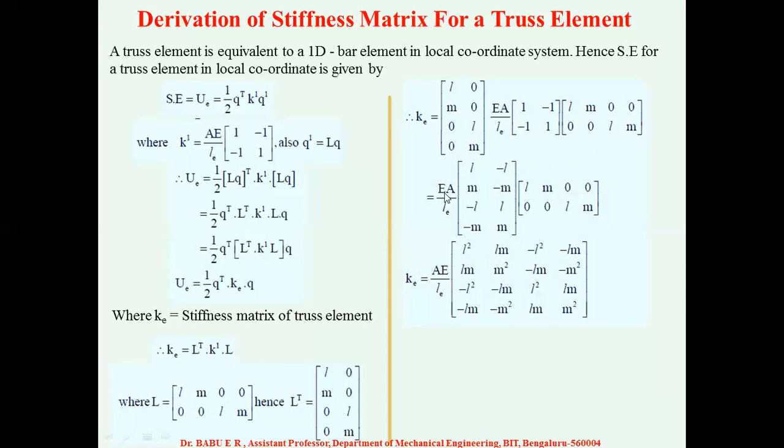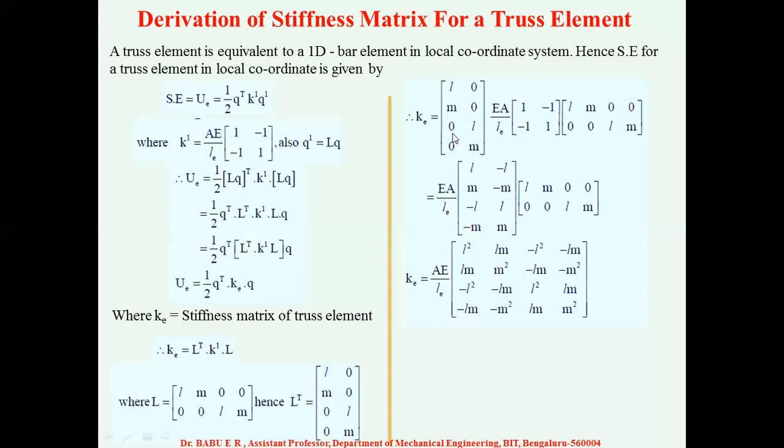So AE by L is common, you just keep it outside. You multiply this matrix with this matrix. So when you multiply this, 1 into L becomes L, 0 into minus 1 becomes 0. So you'll get L. Again, L into minus 1 is minus L plus 0 into 1 becomes 0. So you'll get minus L. Similarly, take the second row. M into 1 is M plus 0 into minus 1, 0. So we'll get M. Again, M into minus 1 is minus M plus 0 into 1 is 0. So we'll get minus M.